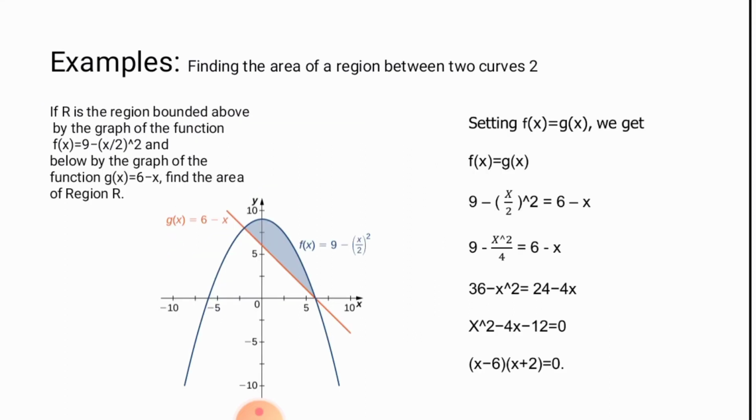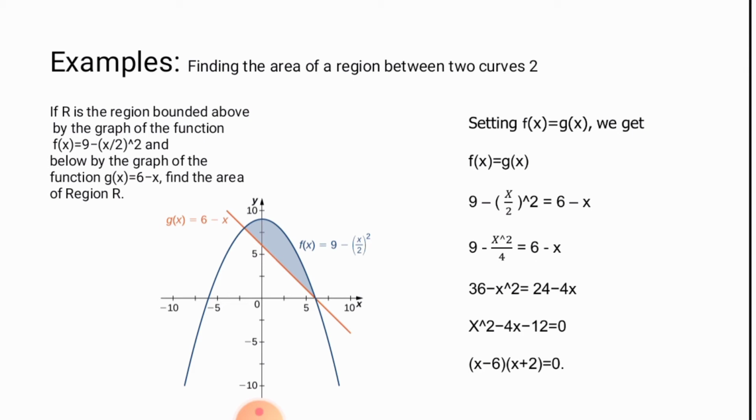I have here another example. Finding the area of the region between two curves, number 2. R is the region bounded above by the graph of the function f of x equals 9 minus (x over 2) squared, and below by the graph of the function g of x equals 6 minus x. Find the area of the region R. The region is depicted in the following figure. Have you seen the graph here? This graph shows the region below the graph of f of x and above the graph of g of x.